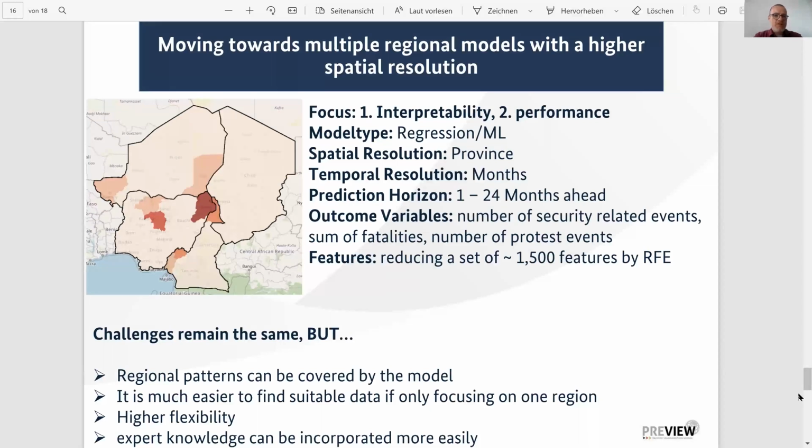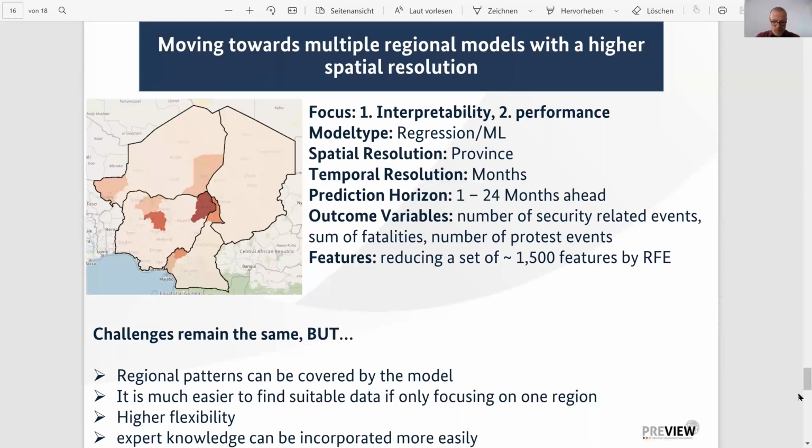The key challenges remain the same, but on a higher magnitude, because it's harder to find the features on a lower spatial resolution, so on a provincial level, than to find those kinds of features on a country level. And if you are dealing with structural indicators, it becomes even worse, because in most cases you don't have the spatial resolution you need, and you also don't have the temporal resolution you need for this kind of approach.